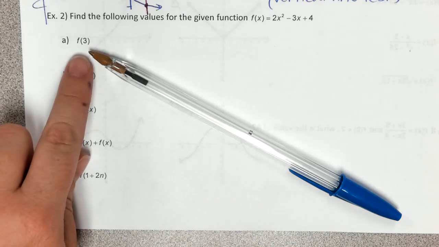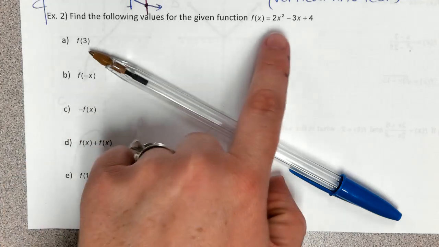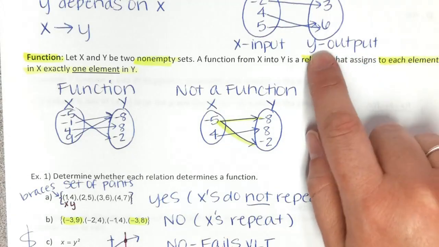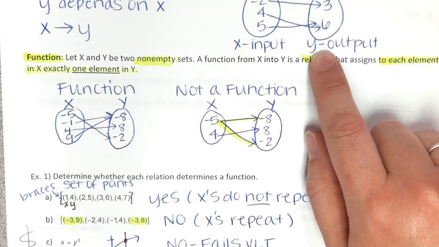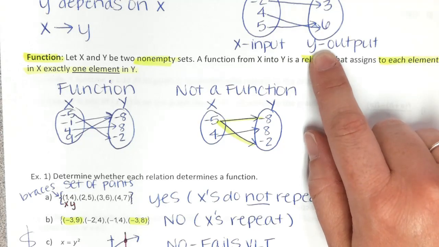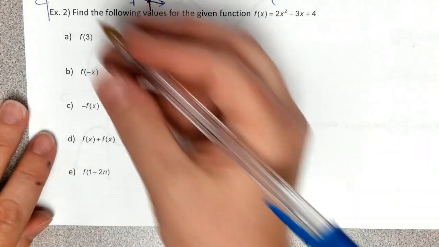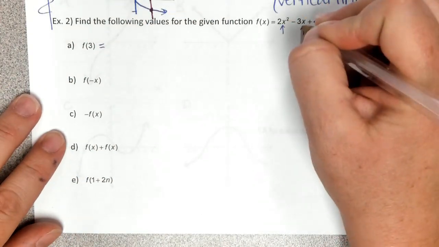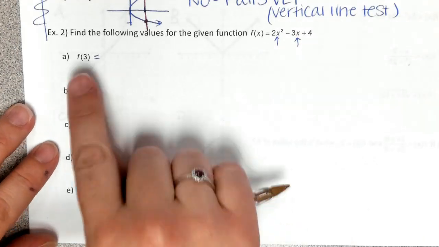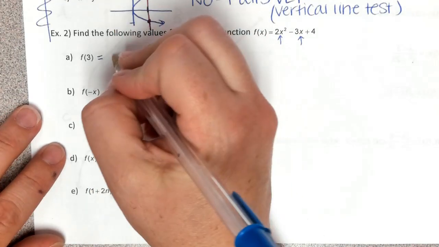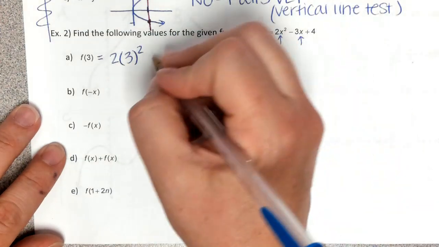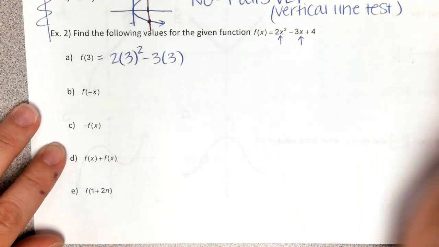Okay, so 3 is an x, that's the input, and you plug it into your function and you get an output. That output is a y value, so f of 3 is the y value on the function where the x is 3. That's the gist of what we're trying to say. Now how do I calculate f of 3? This student said everywhere that you see an x, so I have this quadratic function, we're going to substitute in a 3. So that's 2 times 3 squared minus 3 times 3 plus 4.